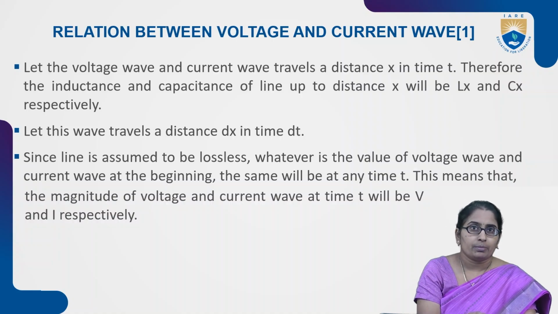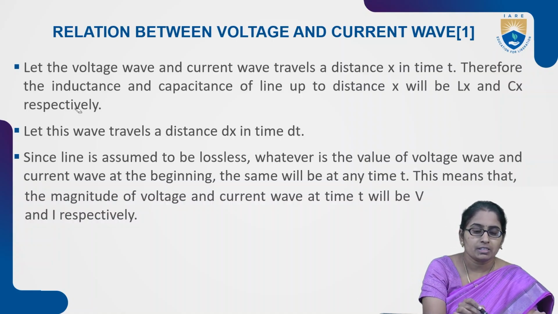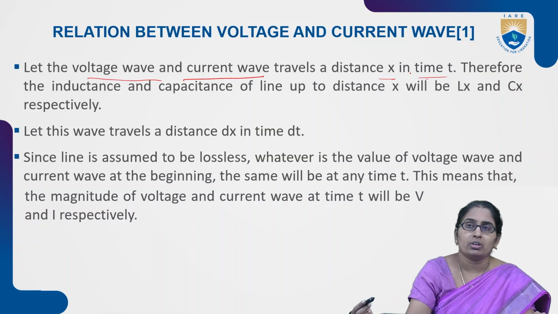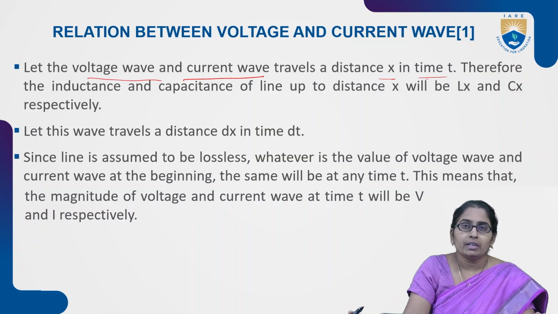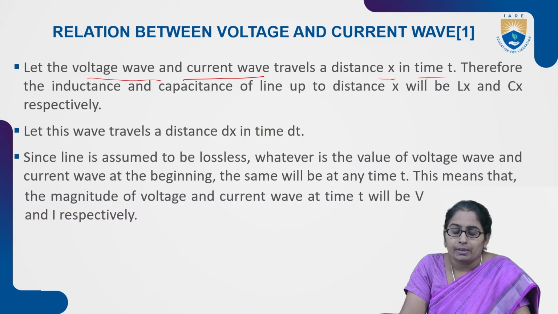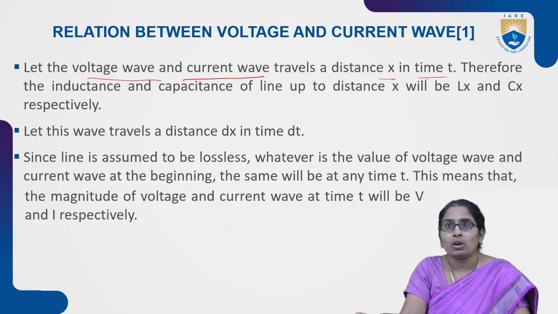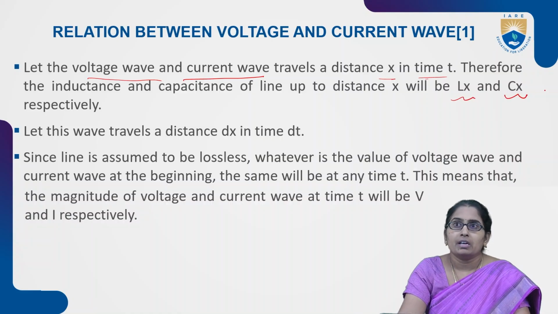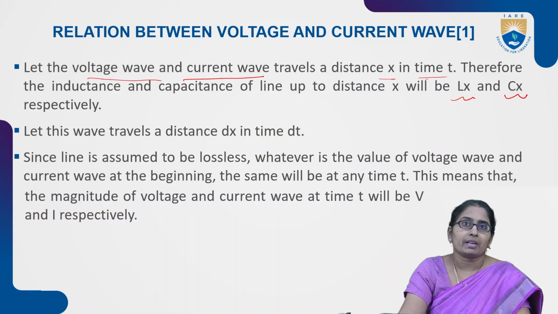Consider a voltage and current wave that travels a distance of x meters in time t. Then the inductance and capacitance of the line up to this distance x will be L into x, and the capacitance is C into x.